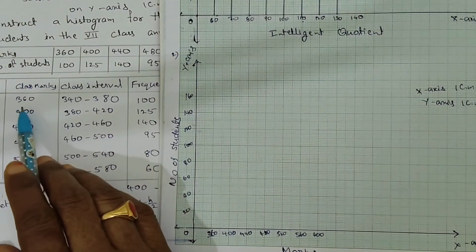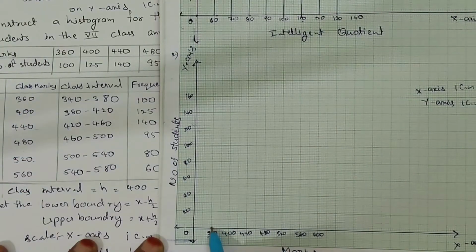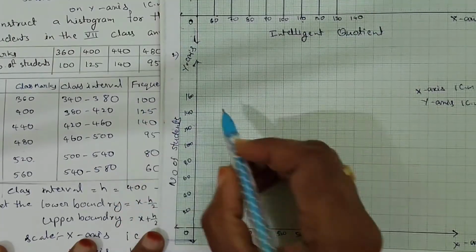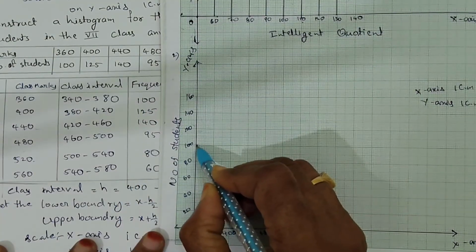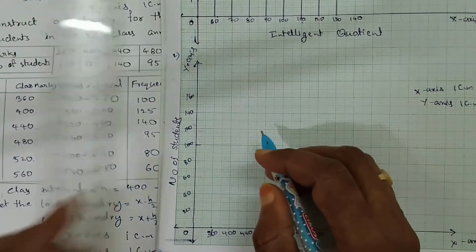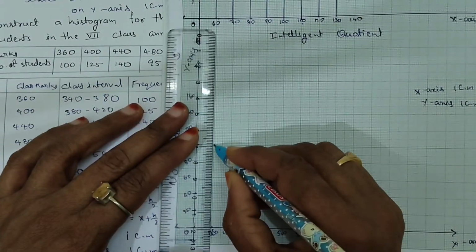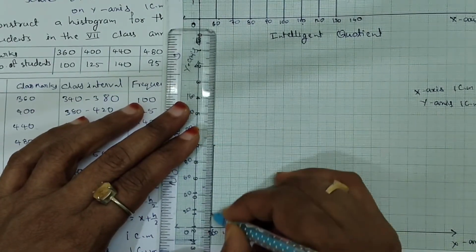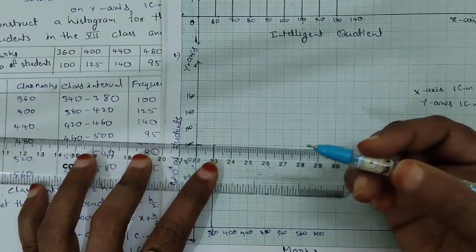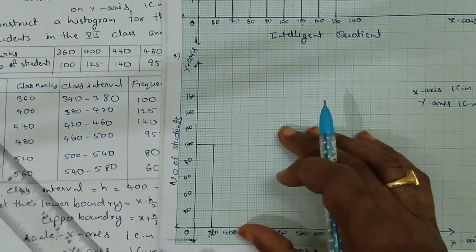The first one is 360, and the frequency is 100. On the y-axis, 100 is here. So join these lines: 360 on the x-axis and 100 on the y-axis. This is the rectangle.